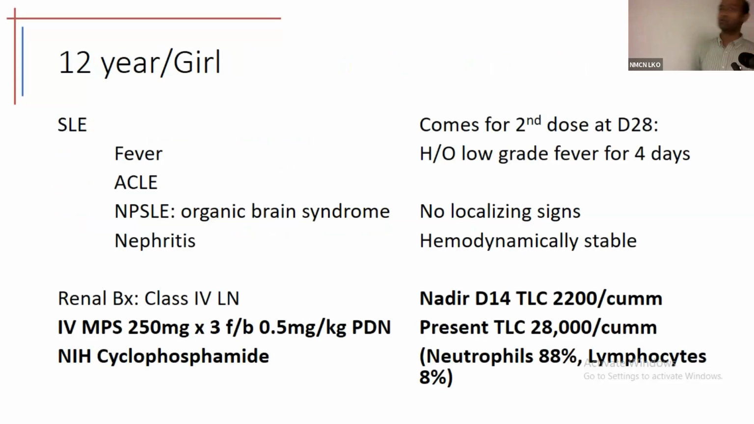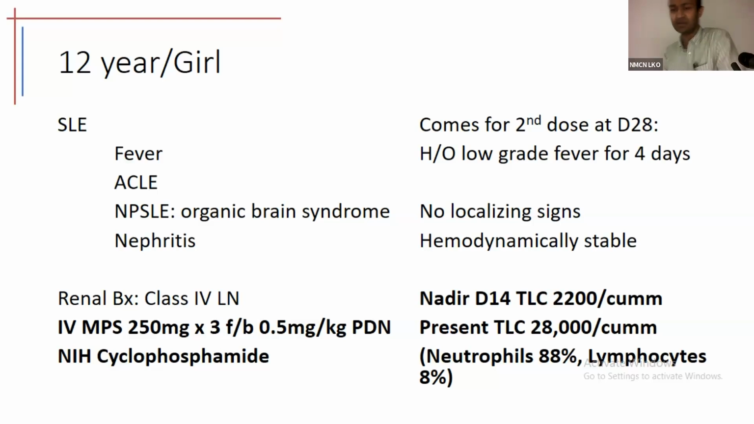So this is a 12-year-old girl with SLE, fever, acute cutaneous lupus, NPSLE, and nephritis. Renal biopsy is class 4 nephritis. She's been given IV methylprednisolone pulses for 3 days, followed by 0.5 mg per kg prednisolone. And she's gotten an NIH cyclophosphamide. And she comes for the second dose of cyclophosphamide at day 28. And she has a history of low-grade fever for 4 days. No localizing signs. She's hemodynamically stable.